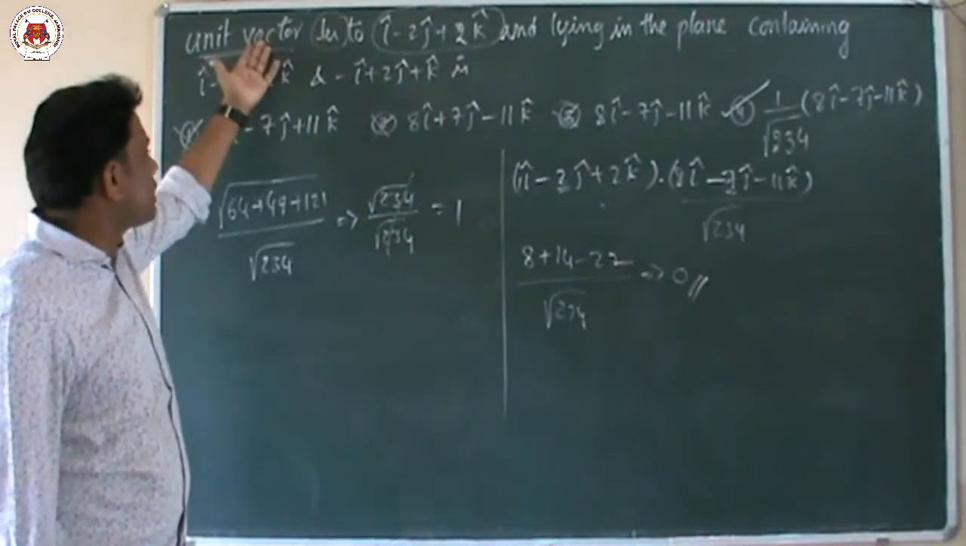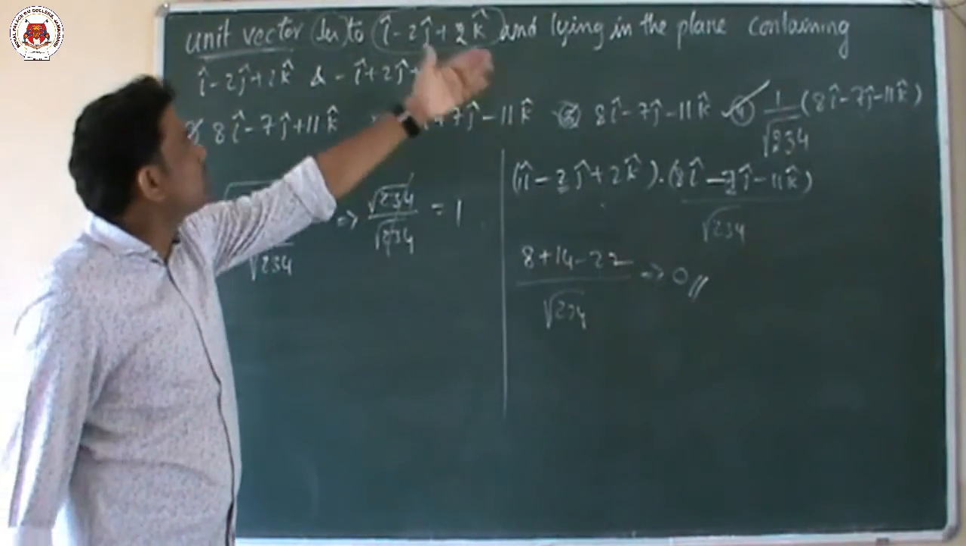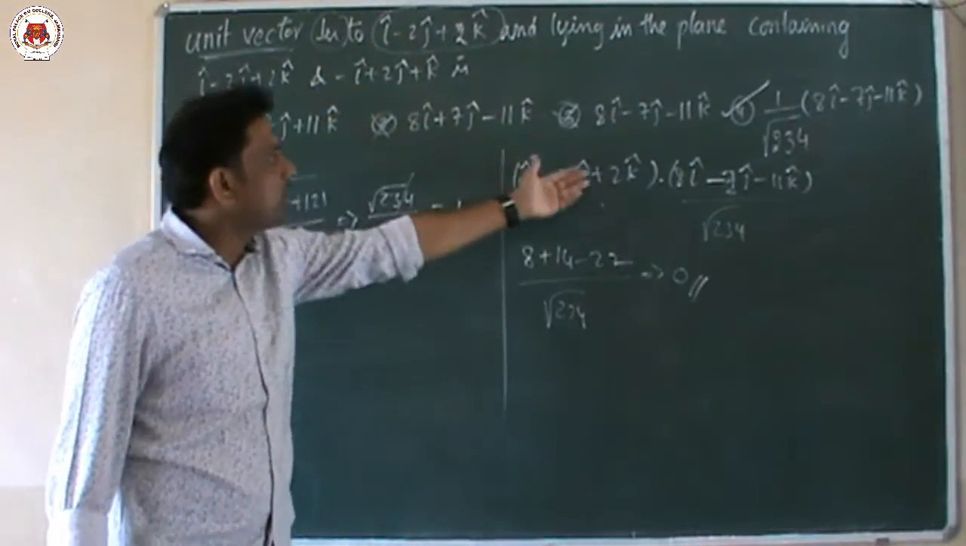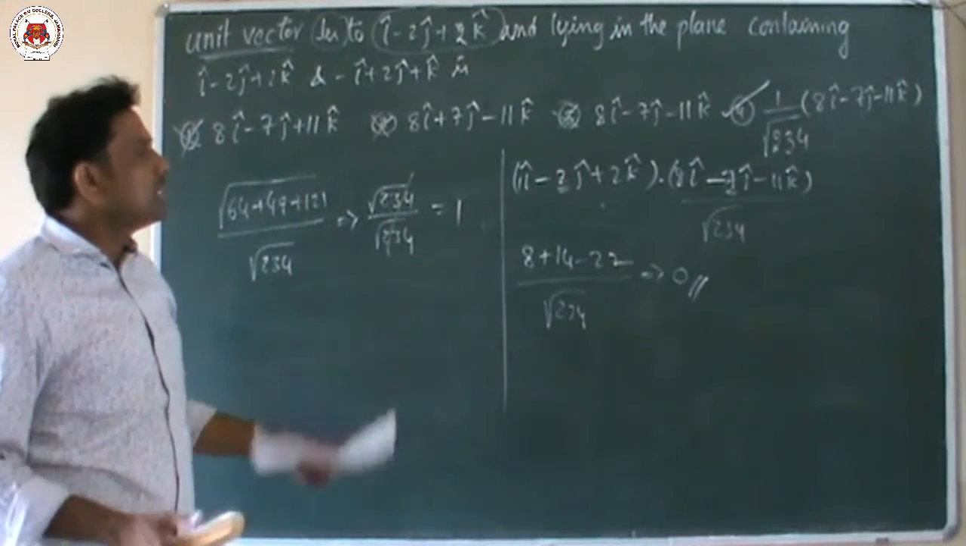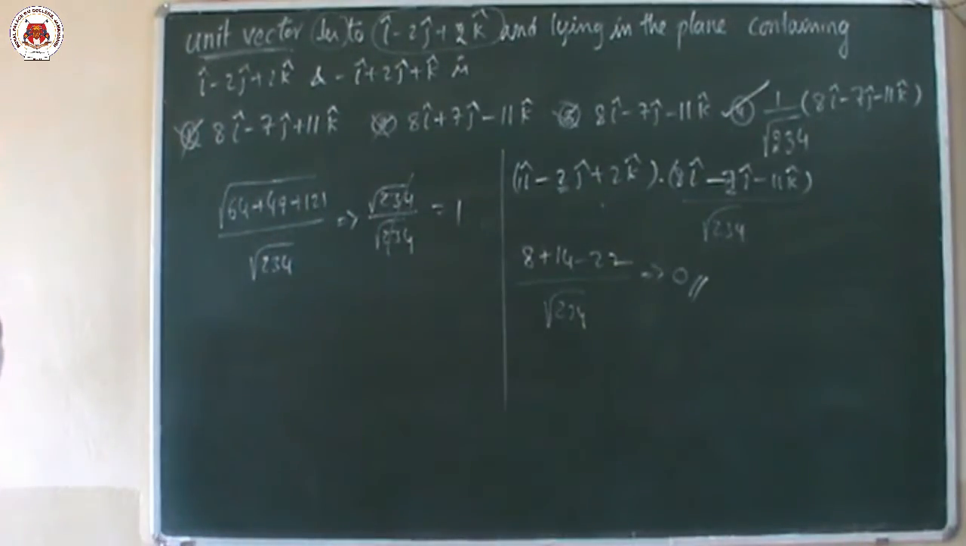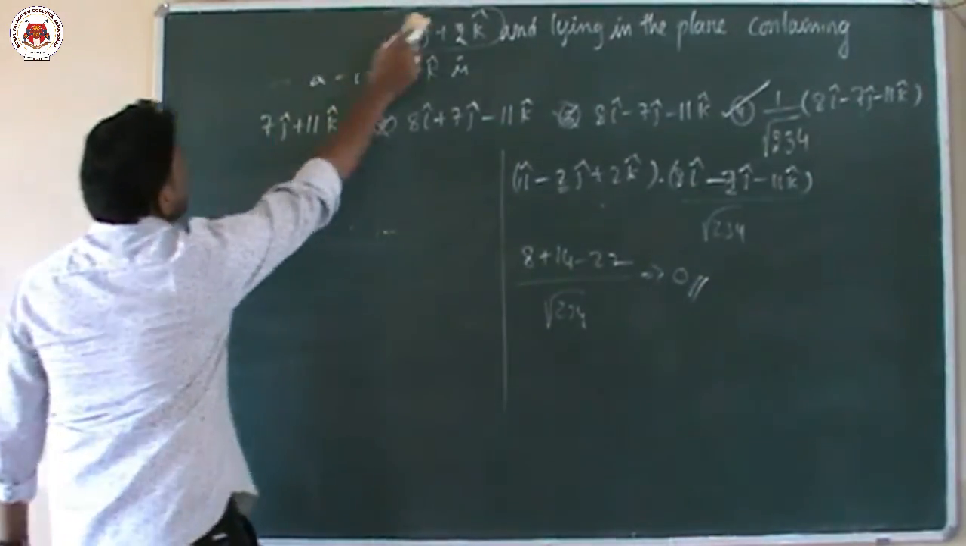First condition, unit vector whose mod equals 1. Second one is that it is perpendicular to this vector. Perpendicular means the dot product is zero. It is satisfying both conditions. Then what is the correct option? The fourth one is the correct option. Now we go to another problem.